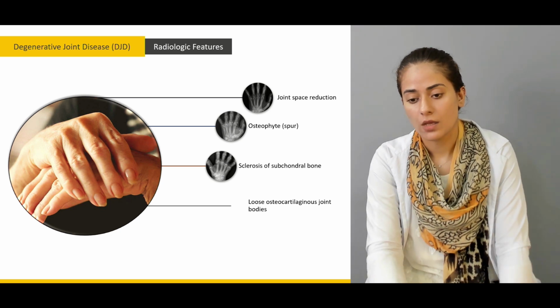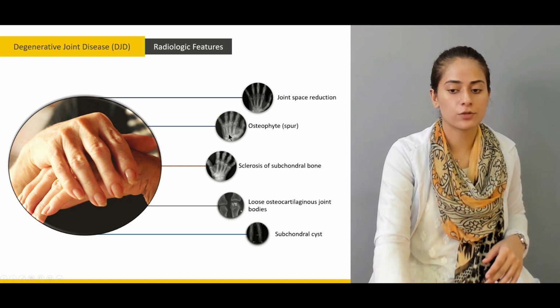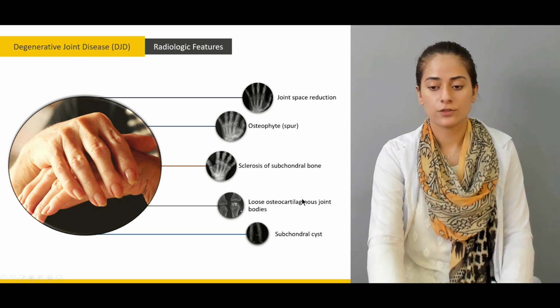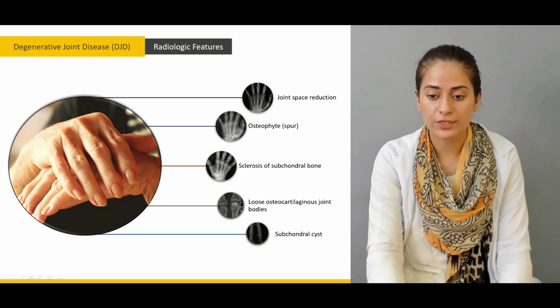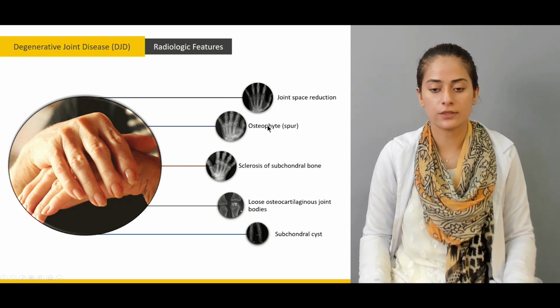So what is the difference between osteophytes and these? Osteophytes are bone, and osteocartilage is cartilage and bone mixed. So these are within the joint surface, and osteophytes are actually outside the joint surface somewhere.